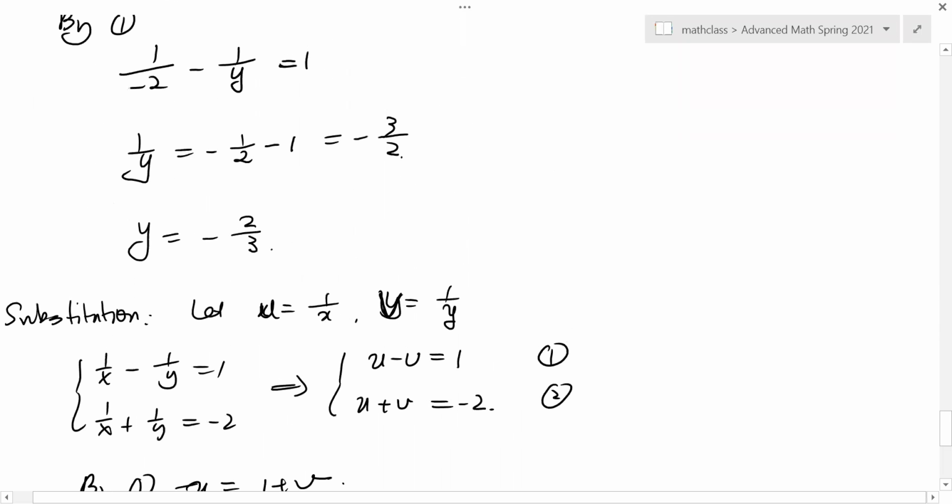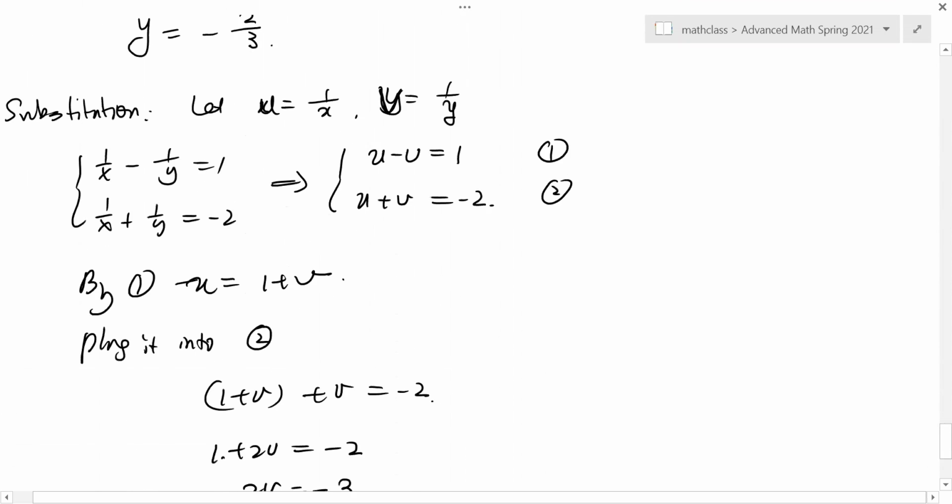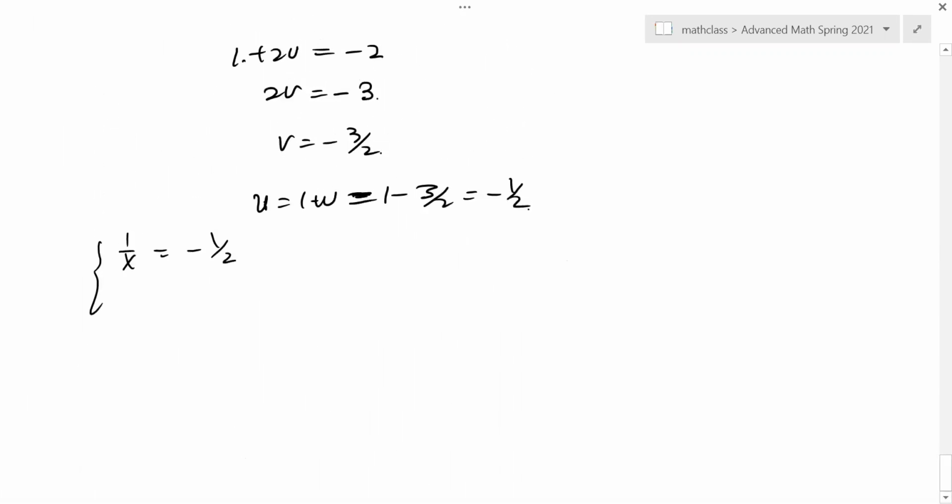Wait a minute, let's get to what is x here. So 1 over y equals -3 over 2. So from here, you can get x. x is -2, y equals -2 over 6.